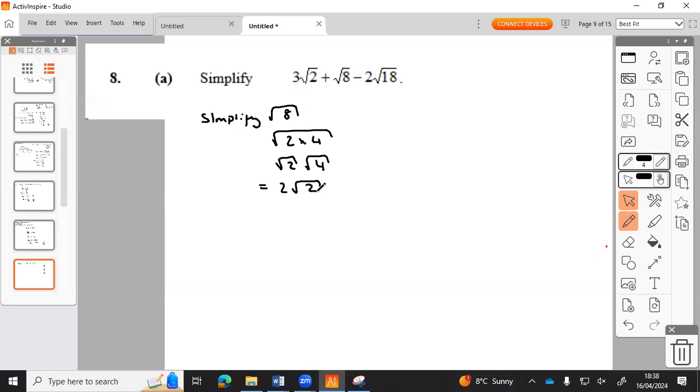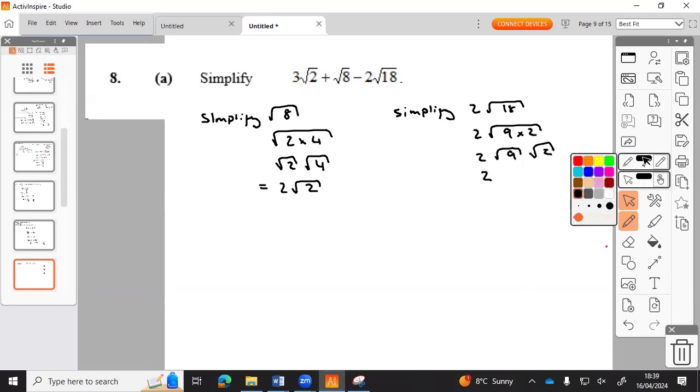So simplifying that last term, 2 root 18. I'm ignoring the 2 outside first. Okay, and I'm just going to break up that 18. Okay, 9 times 2. So root 9 simplifies down to 3. So 2 times 3 times my root 2. So that'll give me 6 root 2.